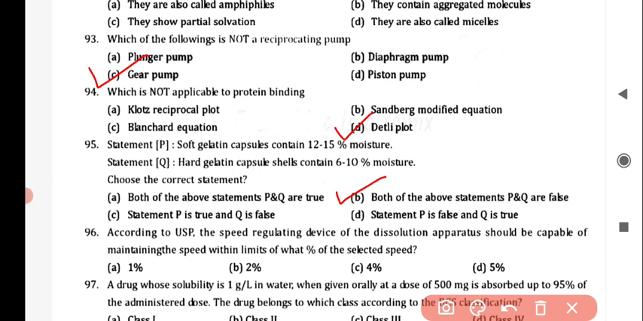Next question is, according to USP, the speed regulating device of the dissolution apparatus should be capable of maintaining the speed within limits of what percentage of the selected speed? And the correct answer is option C, 4%.